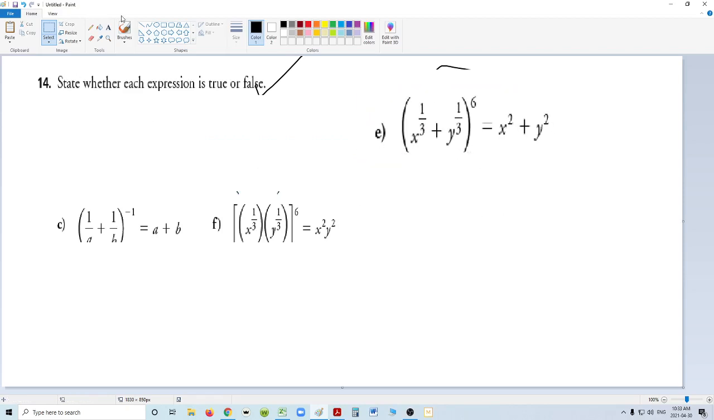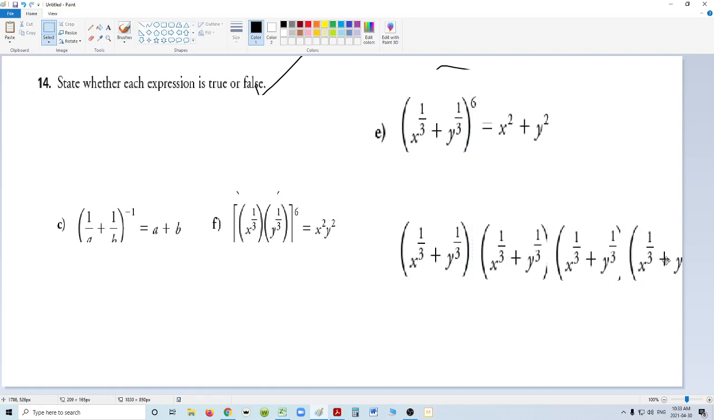Oh, keep in mind that this is times itself 6 times, so it's very unlikely it would produce that. You cannot add them together, and you cannot apply the 6 cubed individually, because this is really this bracket times itself 6 times. You're going to get all sorts of distributing issues, because you've got to distribute it times the second term over and over again.